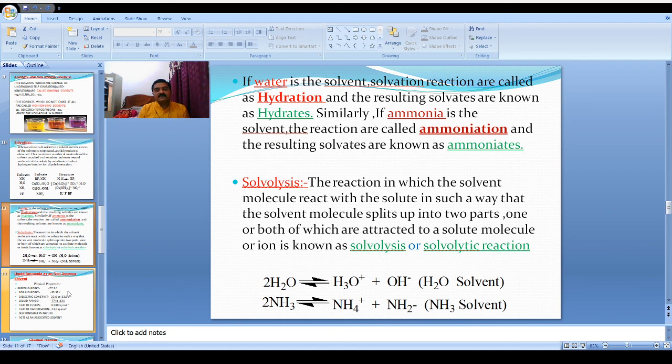Here is the example: H2O plus H2O gives H3O+, the hydronium cation, plus OH-. Here water is the solvent. NH3 plus NH3 gives NH4+, the ammonium cation, plus NH2-, the amide ion. Here ammonia is used as a solvent.